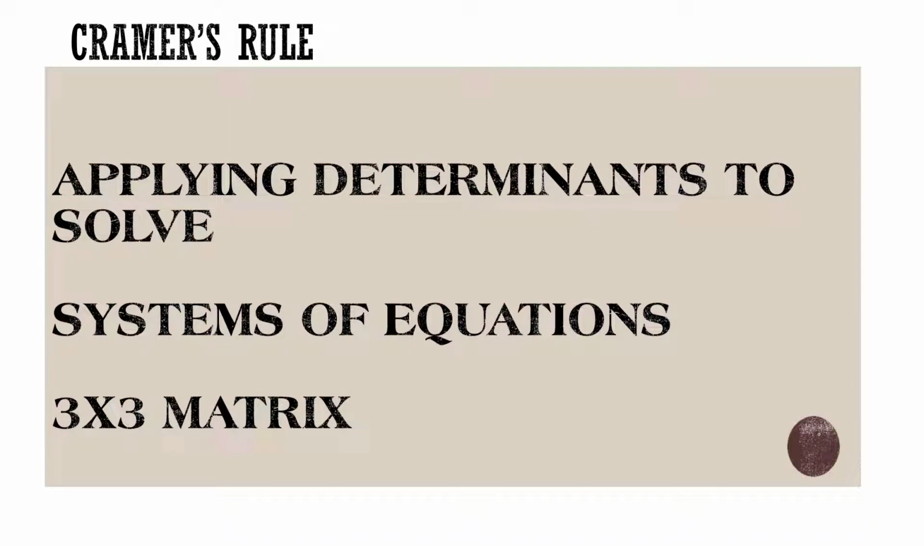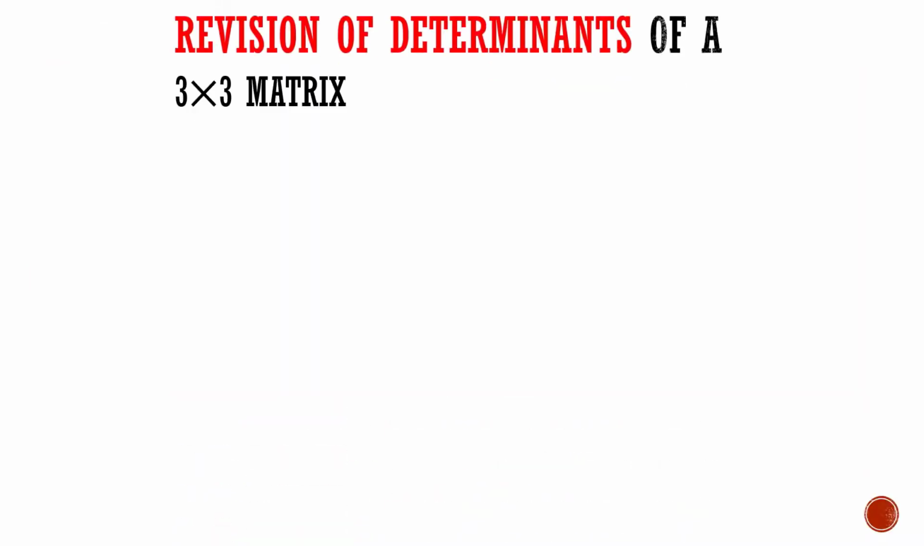Hi, this video is about Cramer's rule, and we are applying determinants to solve systems of equations. We are concentrating on 3 by 3 matrices for simultaneous equations in 3 variables. We have done the 2 by 2 matrix already, so if you have not watched that video, kindly watch it for deeper understanding.